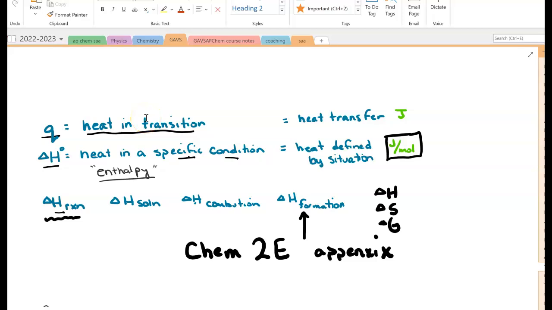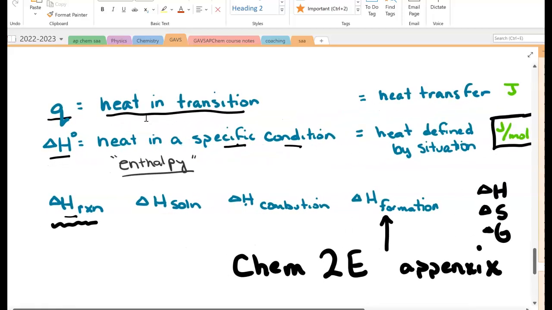As we get started, I just want to make sure that we're clear about what the symbols are. Q is heat. It's measured in joules. It's whatever the heat is for the set of circumstances that's causing the change in energy. Delta H is energy or heat under some specific conditions per mole of whatever caused the energy change. So you've got to take the Q and divide it by however many moles caused the energy or heat to change. It's called enthalpy then.